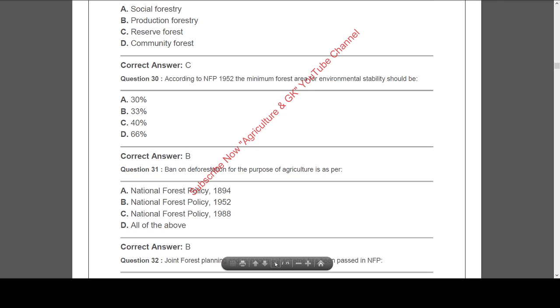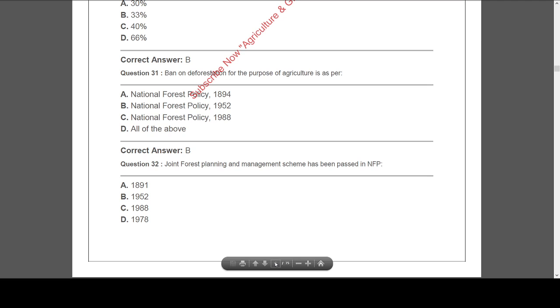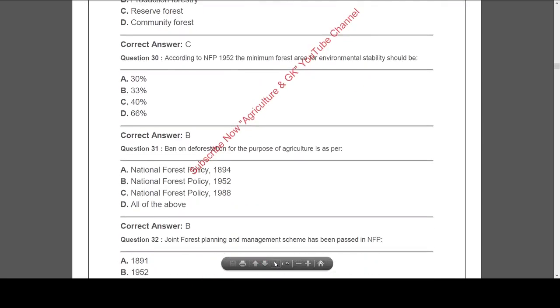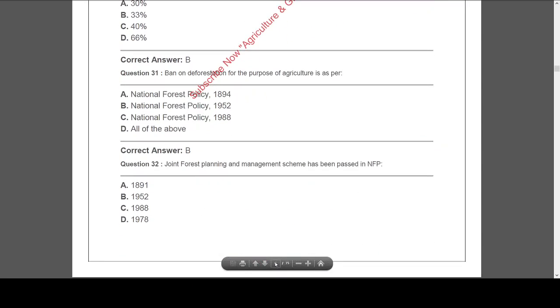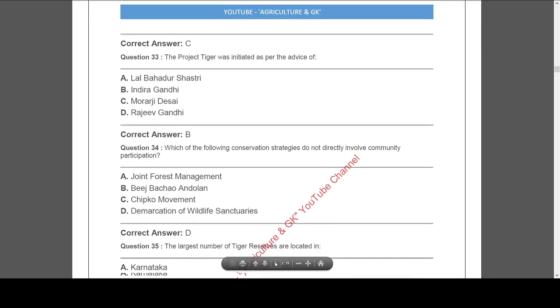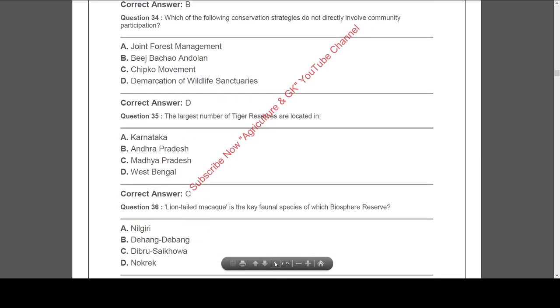जो भी jhum cultivation होते थे ना, इसको ban कर दिया इसमें. Joint Forest Planning and Management Scheme has been passed in National Forest Policy in the year? It is option C, 1988. The Project Tiger was initiated as per the advice of Honorable Prime Minister Indira Gandhi. Which of the following conservation strategies do not directly involve community participation? It is demarcation of wildlife sanctuaries.